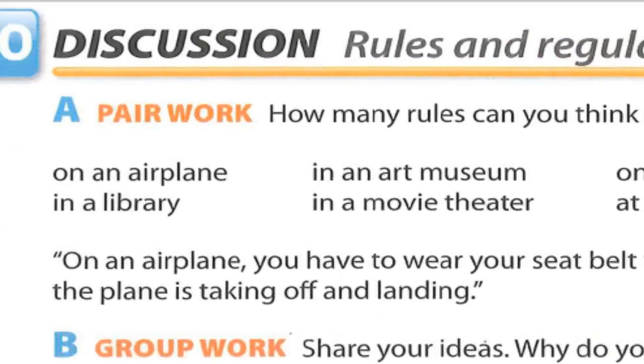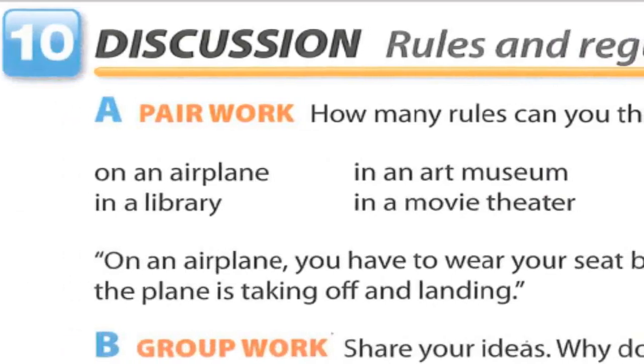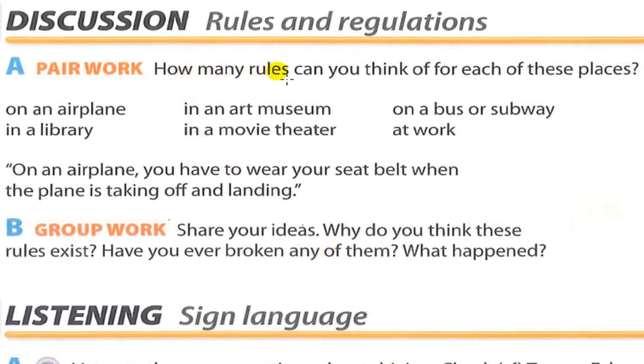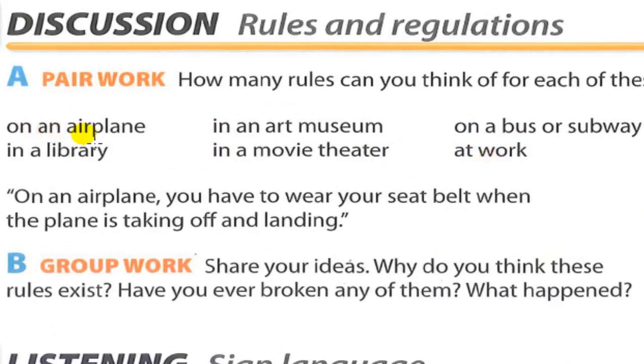Exercise number 10. Discussion, rules and regulations. How many rules can you think of for each of these places? You will make some rules for these places. For example: on an aeroplane, in a library, in an art museum, in a movie theater, on a bus or subway, at work. Examples, on an aeroplane.